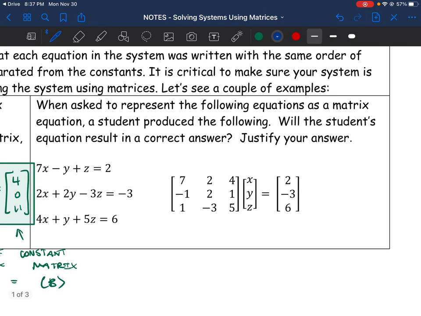In our second example, when asked to represent the following equations as a matrix equation, a student produced the following. Will the student's equation result in a correct answer? Justify your answer. Well, let's look at it here.